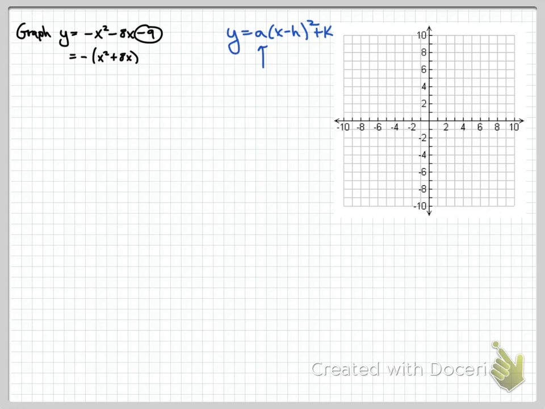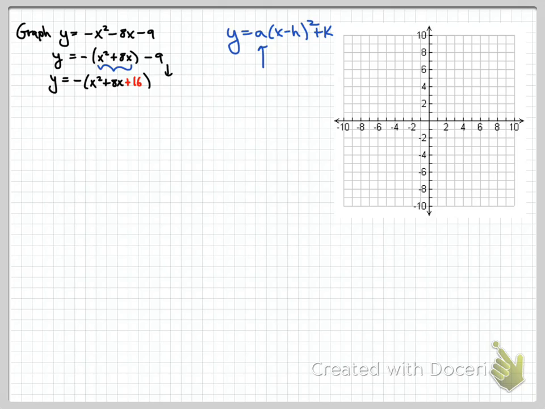And I'm going to leave this -9. I'm just going to let it be, hanging out there on the side. So now I see I've got 2/3 of a perfect square trinomial. I definitely need to complete that square to put this in vertex form. So we know what we need to add. We need to add a 16. So add a 16 there.